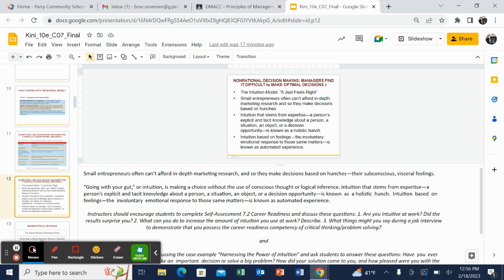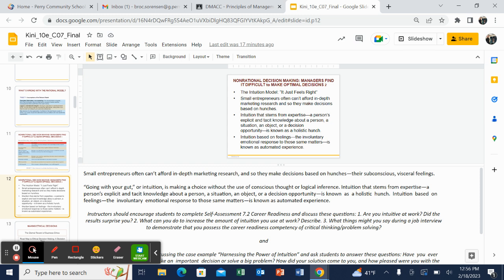Intuition that stems from expertise, a person's explicit or tacit knowledge about a person, situation, object, or decision opportunity, is known as a holistic hunch. Intuition based on feelings is the involuntary emotional response to those same matters. It's also known as an automated experience.